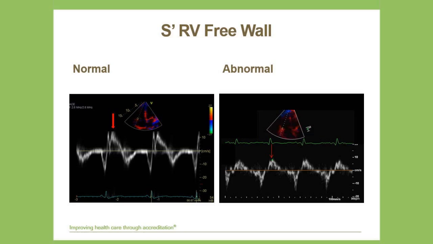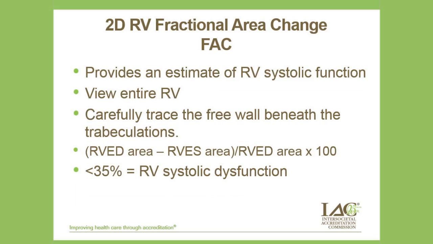You can see they've got the angle fairly well set up there with the tricuspid annulus. And our scale there, you can see 10 on the far right side, and the measurement was less than 10 on this one. So this was an abnormal S prime there, which also correlated with the RV dysfunction on this patient. The next measurement we're going to talk about is right ventricular fractional area change.